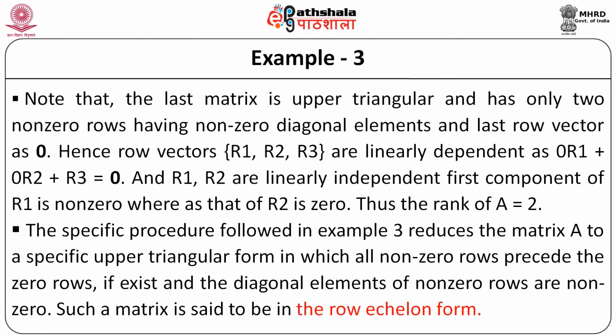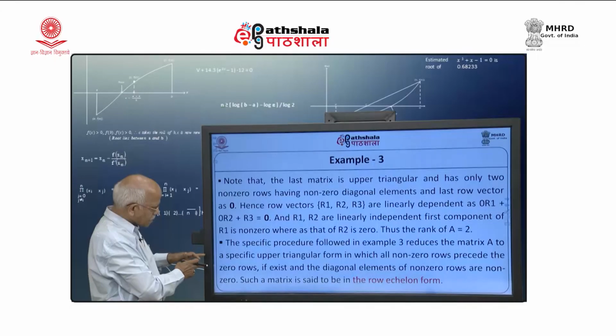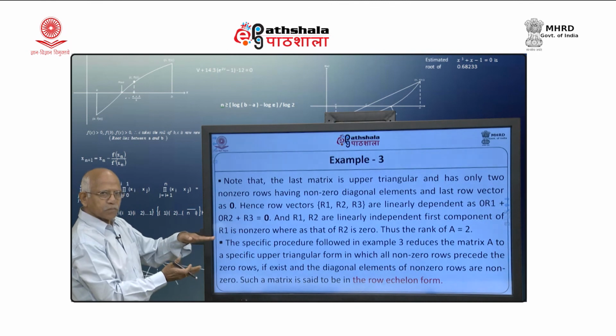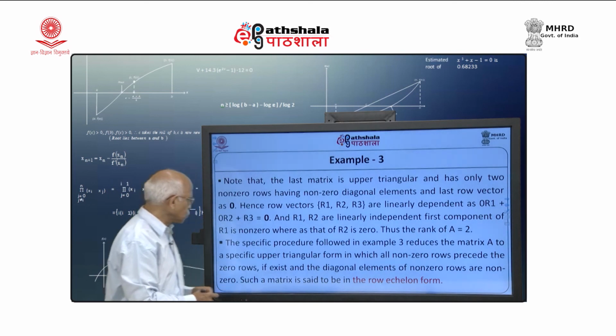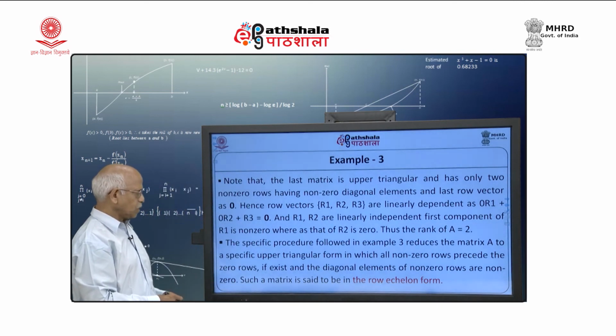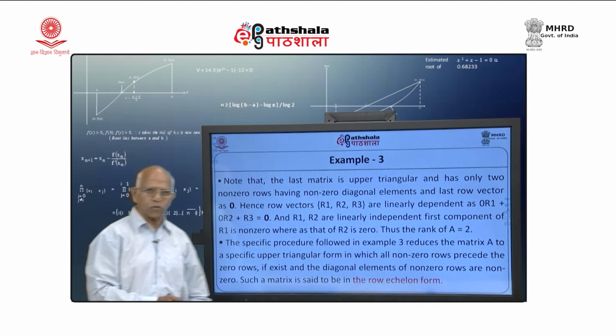The specific procedure followed in example 3 reduces the matrix A into a specific upper triangular form, in which all non-zero rows precede the 0 rows. If the diagonal elements of non-zero rows are non-zero, such a matrix is said to be in row equivalent form. So, if in a matrix all non-zero rows precede 0 rows, and all diagonal elements of non-zero rows are non-zero, then we consider it as a row equivalent form of a matrix.